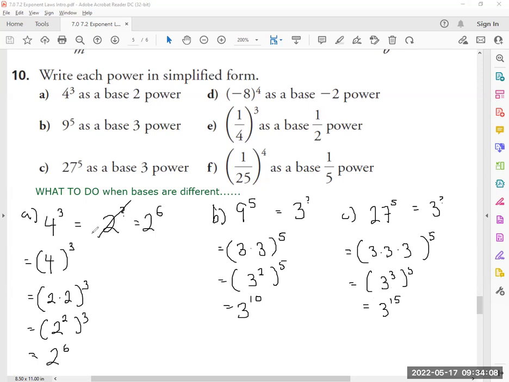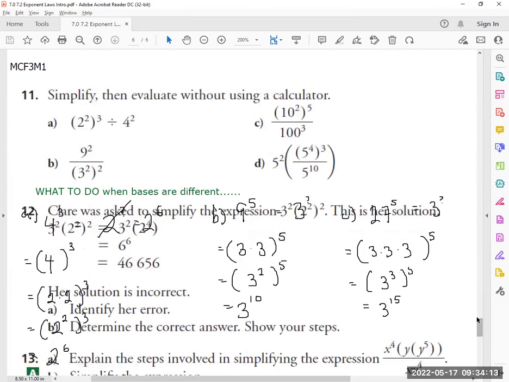So again, you're going to see this later on. Number 11, for example, I am using different bases and I'm still asking you to solve it. Okay, come back quickly, please.